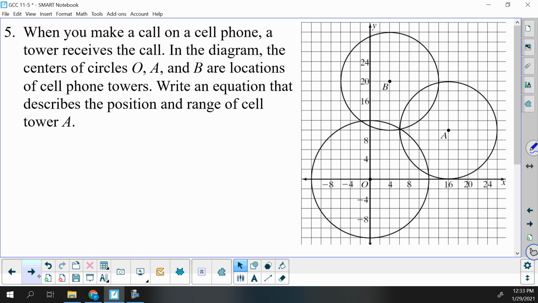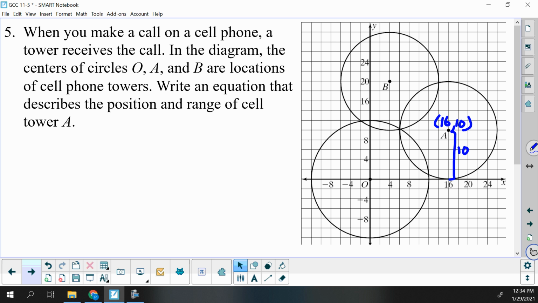So we just need to think about what the center and the radius are. Well, our x value of this center is 16, and the y value of that center is 10. Notice our scale is going by 2's. So our radius, when we go from here to here, is just 10.